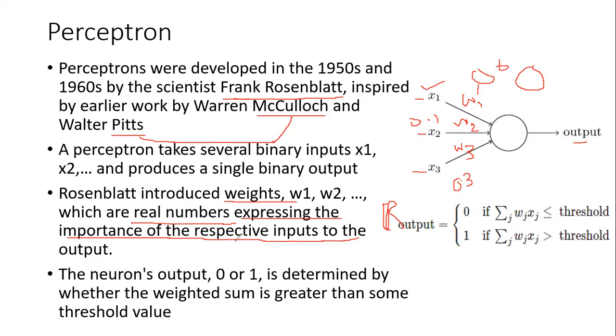The neuron outputs 0 or 1, because in the case of perceptron, our output is always binary. This is determined by whether the weighted sum is greater than some threshold value. That's it. If the weighted sum is less than or equal to the threshold, then the neuron output is zero. What does it mean that the neuron output is zero?